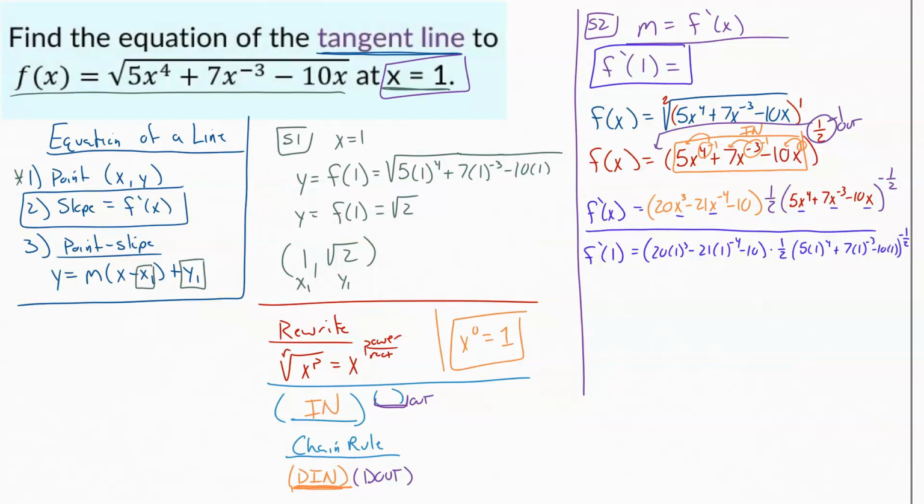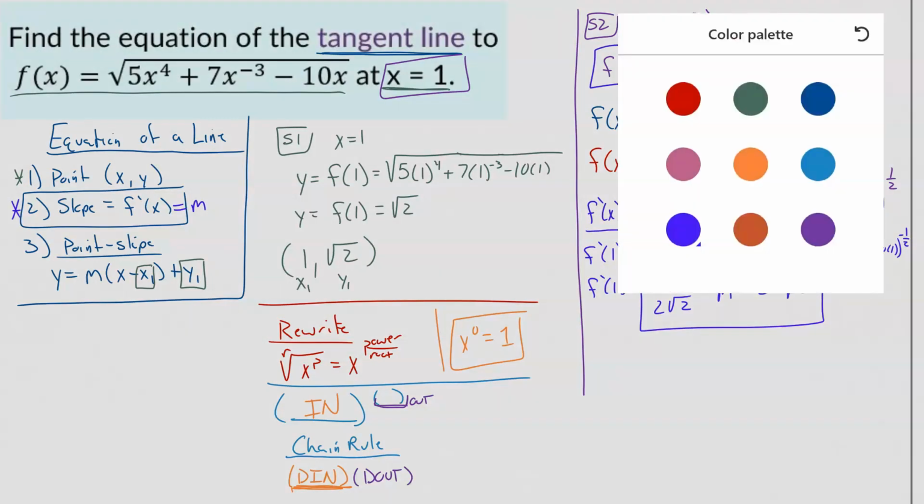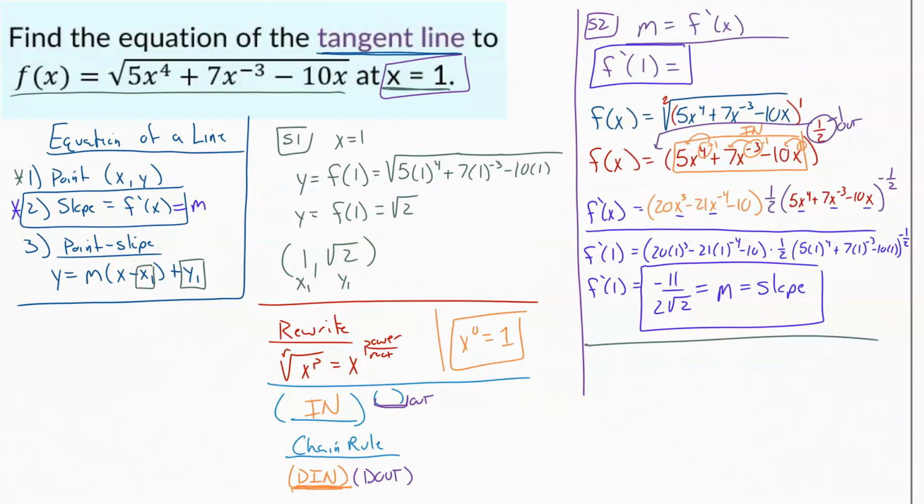Cleaning this all up, what you're going to end up with out of this whole thing, pop it into your calculator, do it a chunk at a time by hand. We're going to end up with negative 11 over 2 square root of 2. So whatever you got to do to get to that answer, that is your m now. That is your slope for the equation of your tangent line. So at this point, we have the second part of what we need. We have the slope. So we're done. We have all the pieces of the puzzle that we need to put together our final answer.